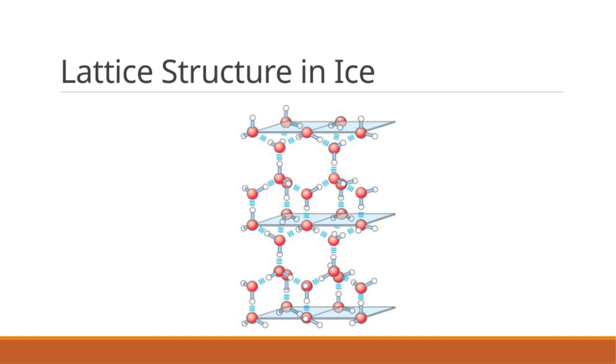Connecting this to the overall theme of molecular structure and phase changes, understanding the lattice in ice helps us see how molecular arrangements influence physical properties. It's a perfect example of how microscopic structures directly impact what we observe at the macro level.